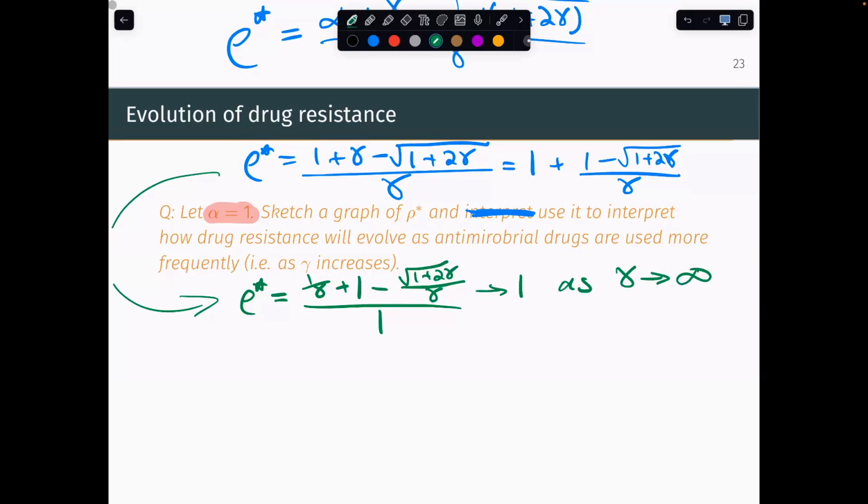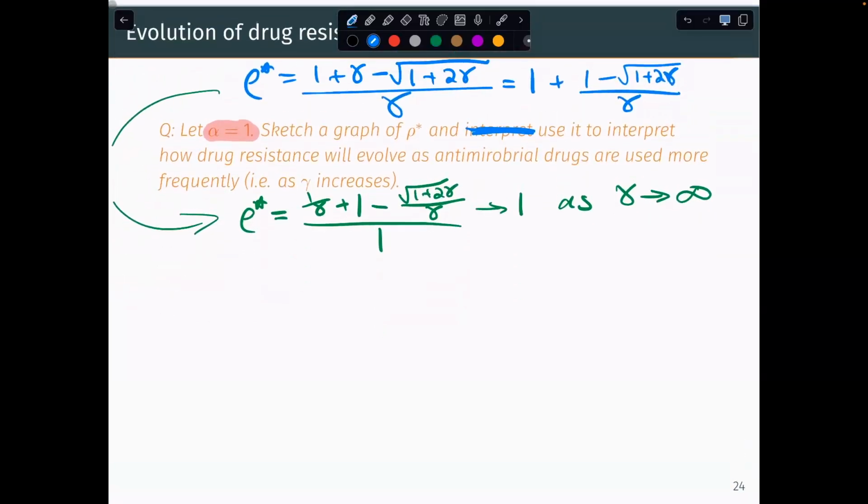That should make some intuitive sense, right? Gamma is the amount of drug that we're using. As it gets very, very large, in other words, we're increasing our recovery rate, we would probably expect drug resistance to go up and increase, tend towards 1, yeah?